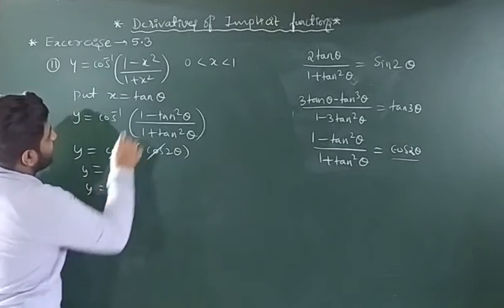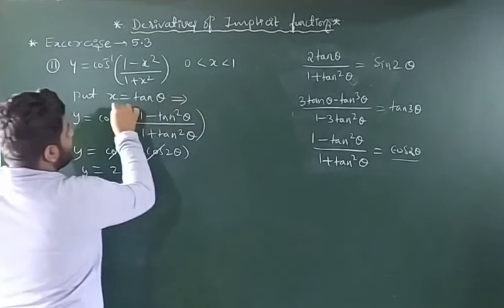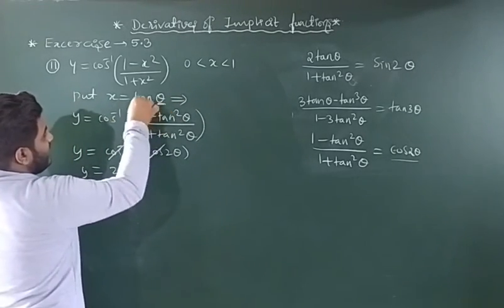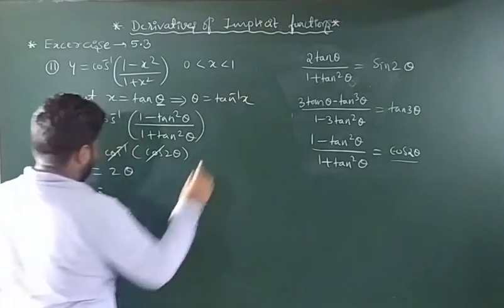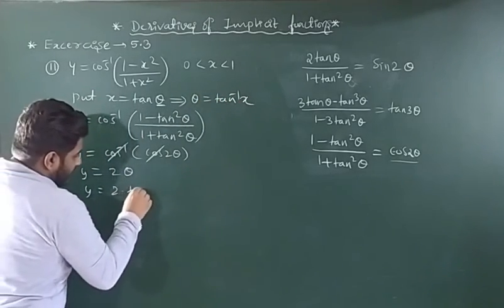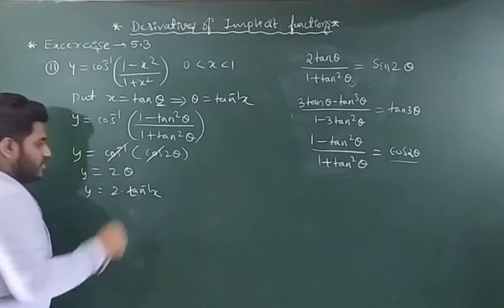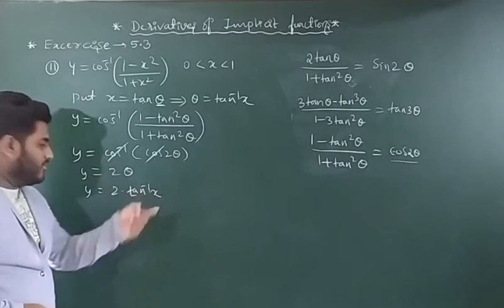So what is theta here? In place of x we have x equal to tan theta. We want theta, so take tan to this side. So theta is equal to tan inverse x. So write down 2 tan inverse x. So now we can easily find the derivative of this one.